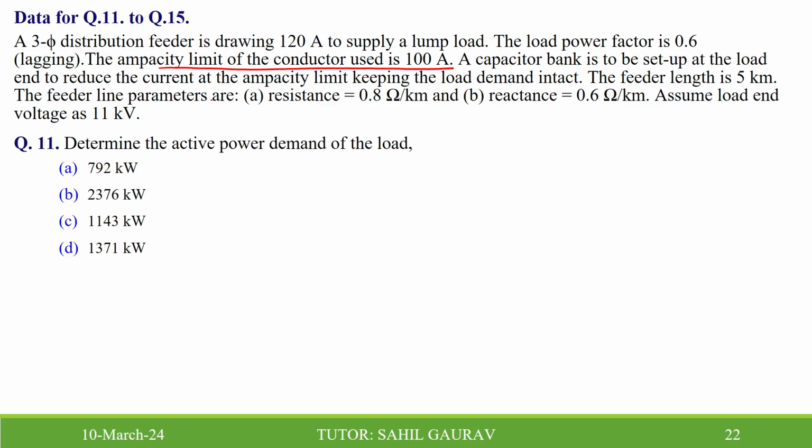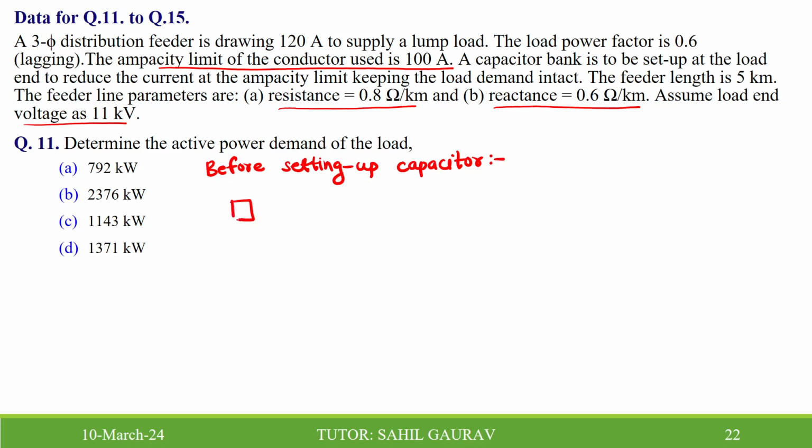The feeder length is 5 km. The feeder line parameters are: resistance 0.8 ohm per kilometer, reactance 0.6 ohm per kilometer. Assume load end voltage as 11 kV. Determine the active power demand of the load. So we can make a figure before setting up the capacitor. What will be the active and reactive power demand, what will be the active and reactive power flowing from the feeder before setting up the capacitor?